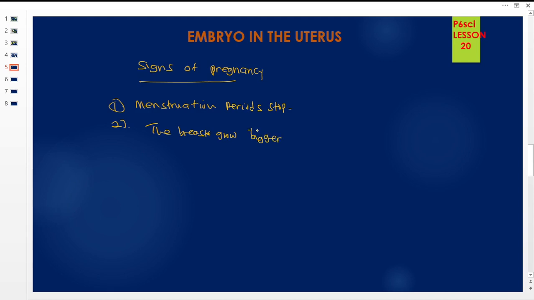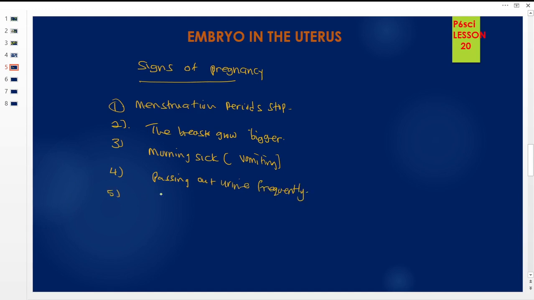Like when you have your cow, your goat, your pigs, when they are pregnant, you try to see their udders growing bigger. Number three, some women experience morning sickness, which also includes vomiting. Next, they tend to pass out urine frequently. So frequent passing out of the urine.